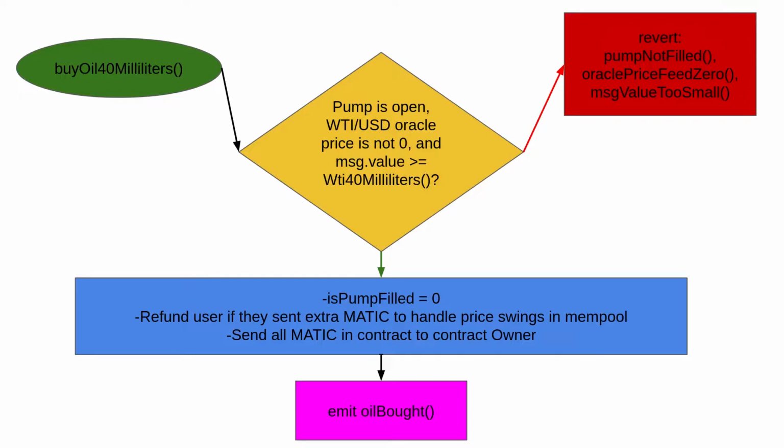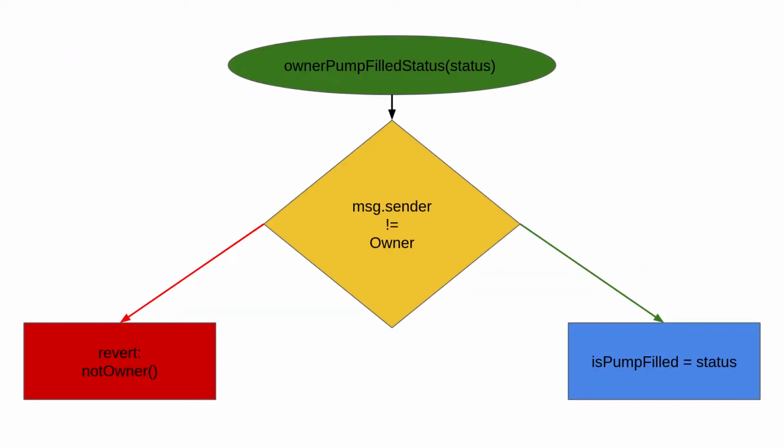After oil is bought, the oil pump will become closed and the user is refunded the price difference between message.value and the oil price if there is a difference. And then an oil bought event is emitted for the robotic pump to consume. The contract owner can make the pump state opened or closed at any point.